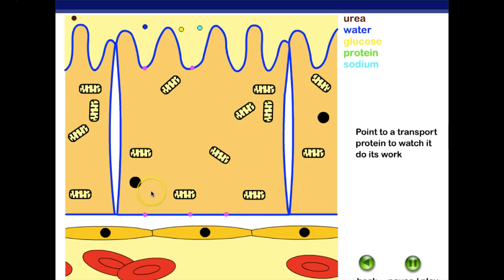So within the proximal tubule, there's actually a bunch of different protein channels that transport the materials from the filtrate back into the blood. We will have some facilitated diffusion, so things like water will be transported by facilitated diffusion. Glucose will be transported by facilitated diffusion, and then salt will actually be actively transported by a sodium pump.